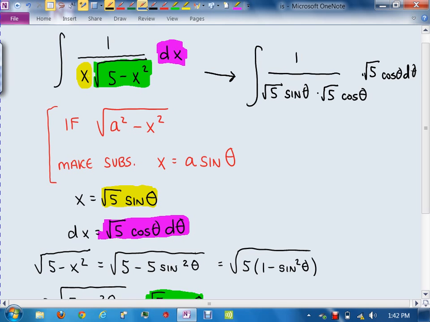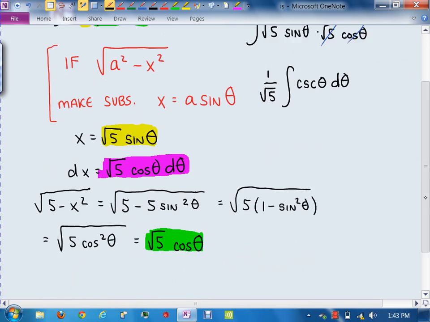I get some nice cancellation, don't I? I get a root 5 to go away. I get a cosine theta to go away. And that root 5 I can pull out of the integral as a 1 over root 5. What's still there? 1 over sine theta, which is cosecant theta, d theta, isn't it? So that cleaned up rather nicely, didn't it? And we have a formula for the antiderivative of cosecant on our formula sheet. I'm going to continue this down here.